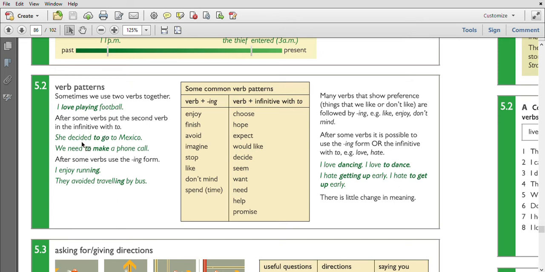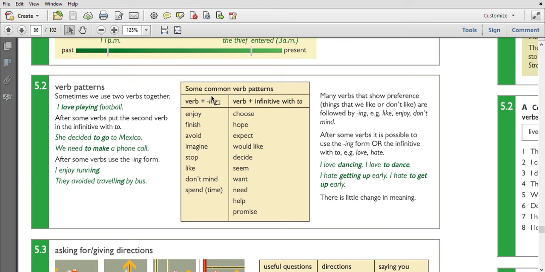Then, we need to make a phone call. Again, need is the first verb, and to make is the infinitive construction of the second. After some verbs, we use the ing form. For example, I enjoy running. So after enjoy, we use run plus ing. They avoided traveling by bus. Here, after avoided, we use travel plus ing. So some common verb patterns, verb plus ing. After the words enjoy, finish, avoid, imagine, stop, like, don't mind, and spend, the next word should have an ing ending.